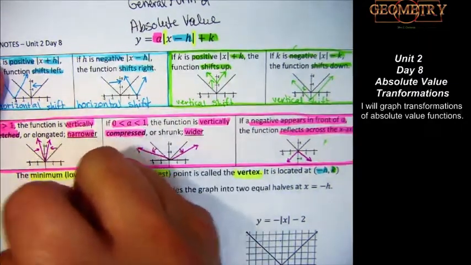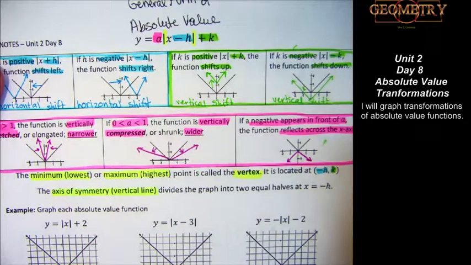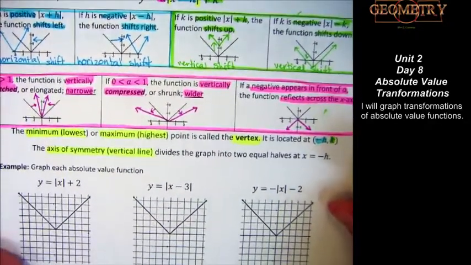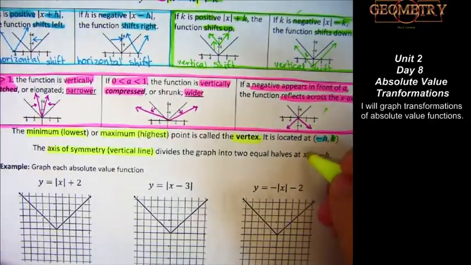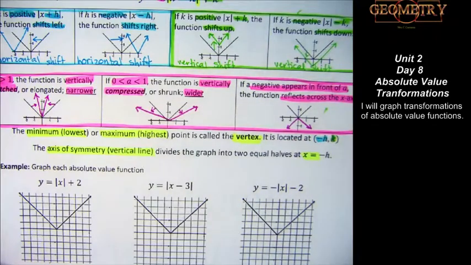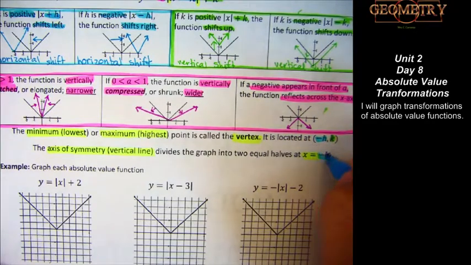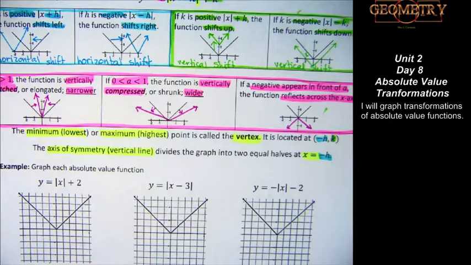We can draw the axis of symmetry, always going to be a vertical line with these guys. It's going to divide the graph into 2 equal pieces, and it always happens at the equation x equals whatever the x value of the vertex was.